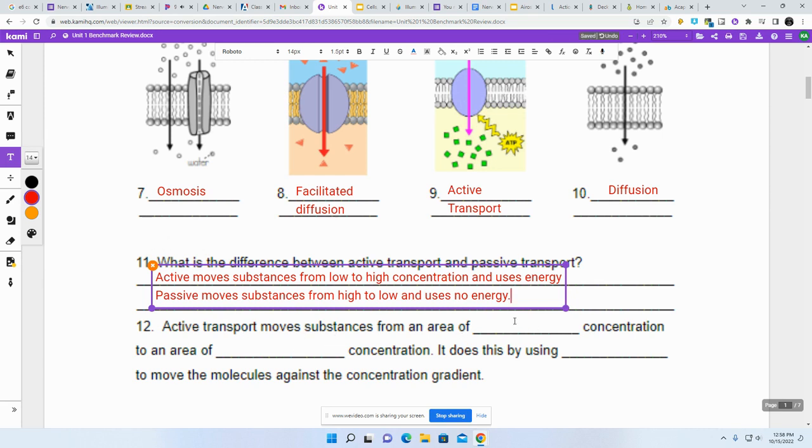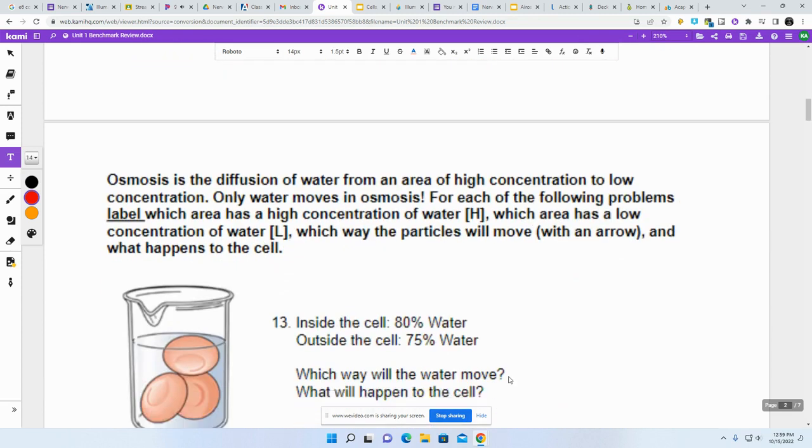Active transport moves substances from an area of, remember I just said it a second ago, low concentration to areas of high concentration. And those substances, those molecules, do not want to go there. So that's why it requires energy, because you've got to force them. So it does this by using energy to move molecules against the concentration gradient. That means it's moving them against where they want to go. They want to go high to low, but you're moving them low to high, and they don't really like that. But with a little energy, you can move them.